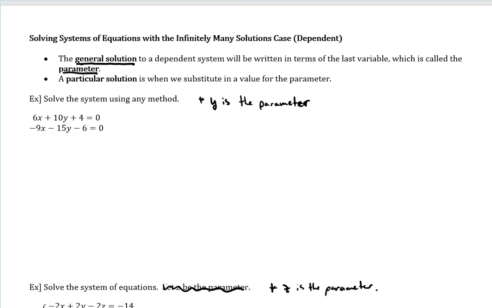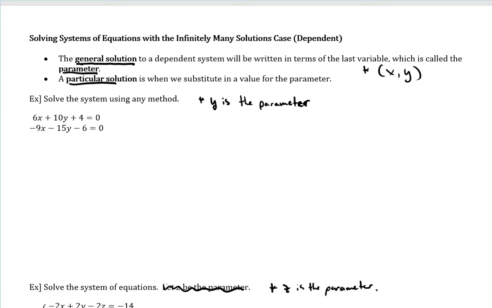The general solution will still be in terms of x, y. A particular solution is when we substitute in values for the parameter. Actually, we'll come back to this in a second. Let me put a little star. But the way that we'll start this problem out, either way, we still need to just set it up.